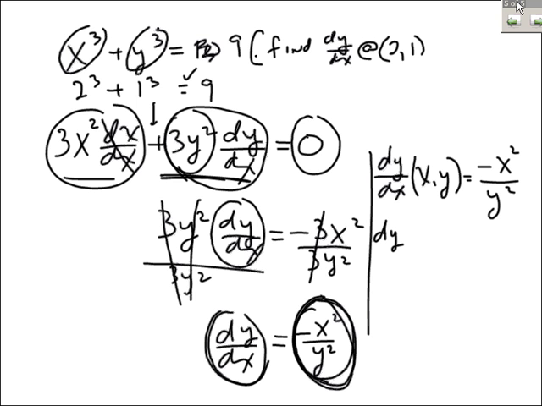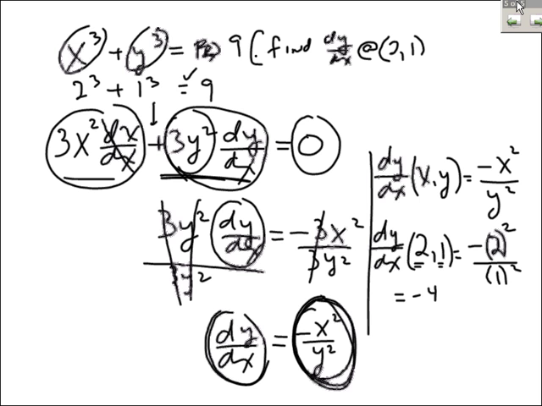Well, we want dy/dx at the point (2, 1). X is 2, y is 1. So it's negative 2 squared over 1 squared. It's negative 4 over 1, which is negative 4. The slope of the tangent line at (2, 1) is negative 4.